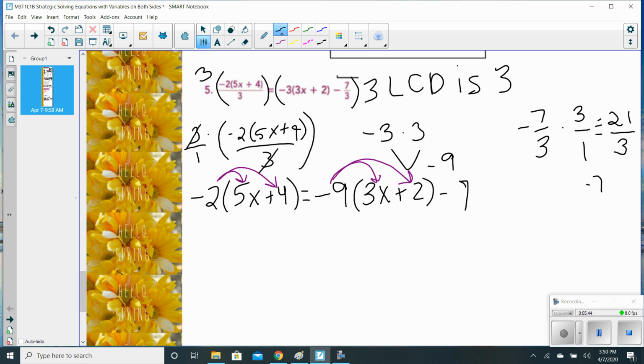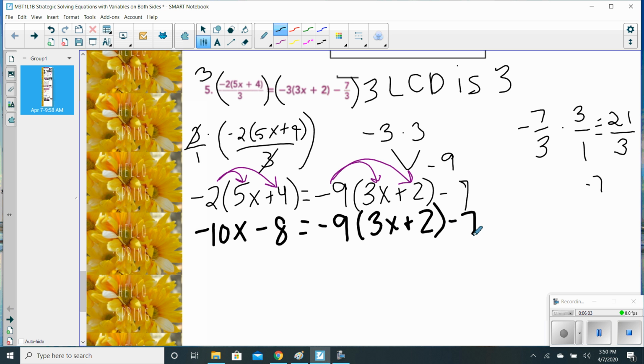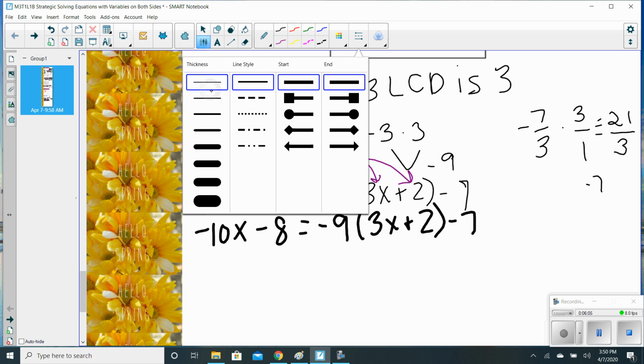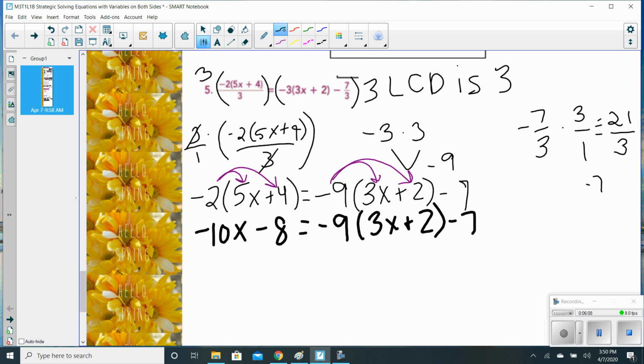So I'm going to work with the first parenthesis. Negative 2 times 5x is going to give us negative 10x. And then negative 2 times 4 is going to give us negative 8 equals. And again, I'm just going to keep the second distributive property set the same, just so I don't have any confusion. Now, I need to make sure that I'm using the distributive property, like I said.